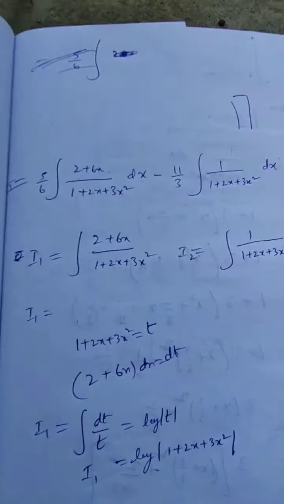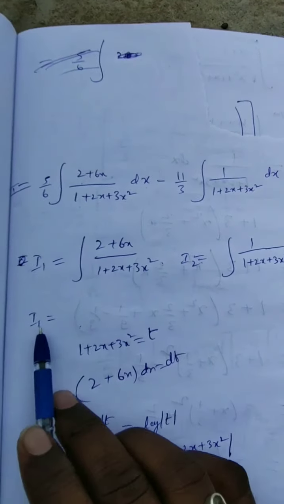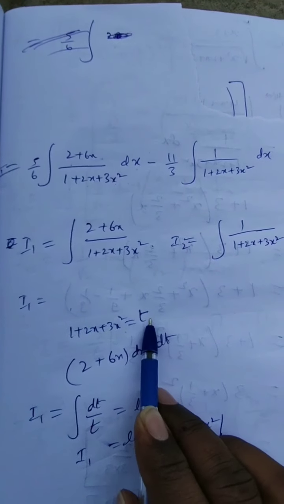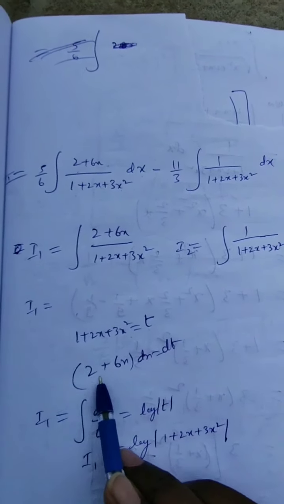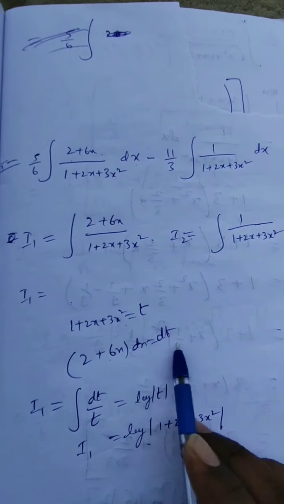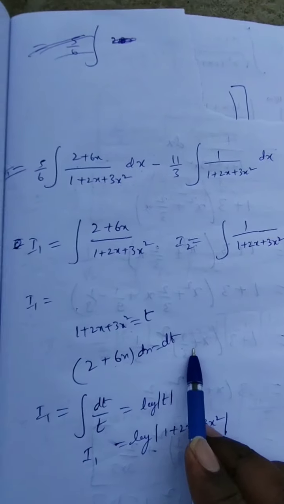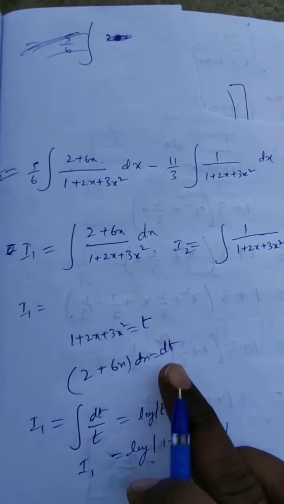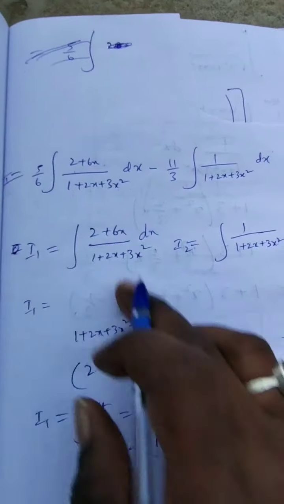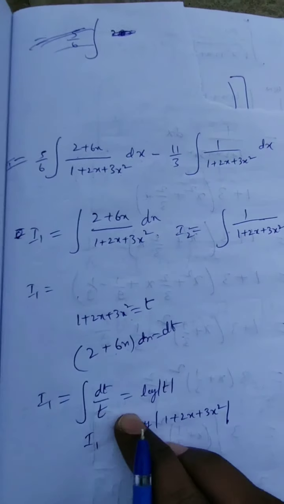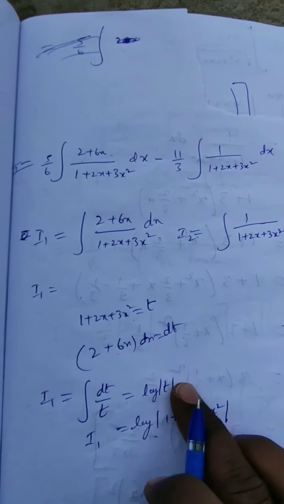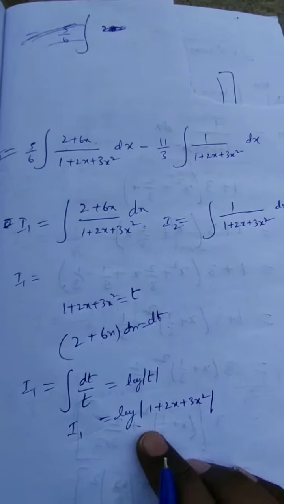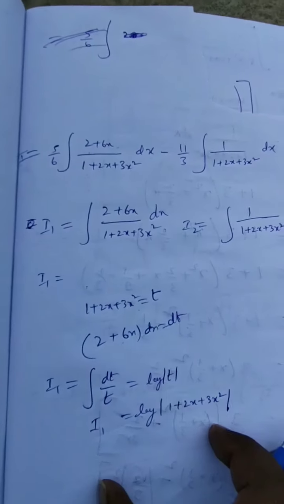Now we have to solve this. For I1, let us take the denominator as t: 1 plus 2x plus 3x square is t. Now differentiate this: 2x gives 2, 3x square gives 6x, so (2 plus 6x) dx is equal to dt. So I1 is dt upon t, that is log mod t. So I1 is equal to log mod of (1 plus 2x plus 3x square), substituting t. So I got the I1 answer.